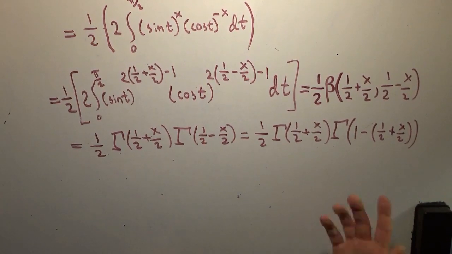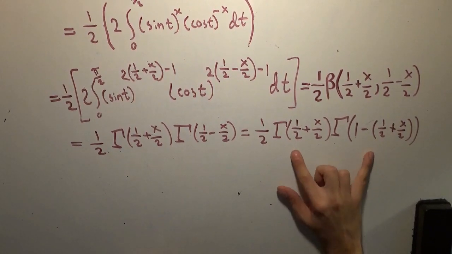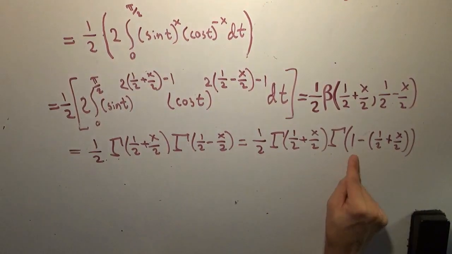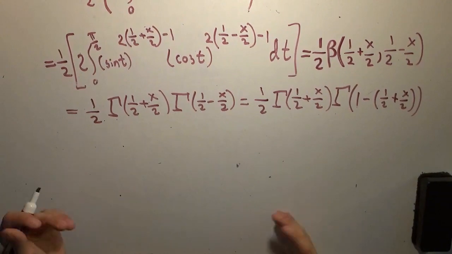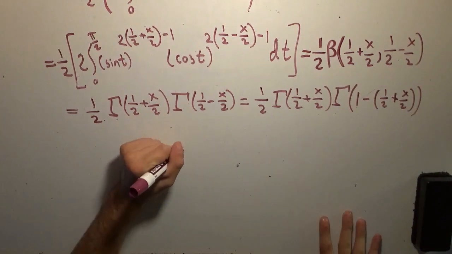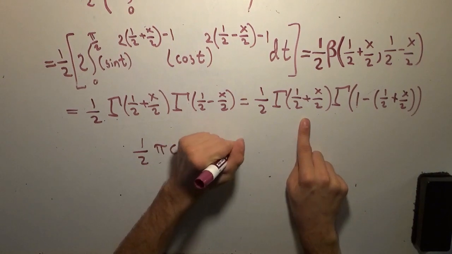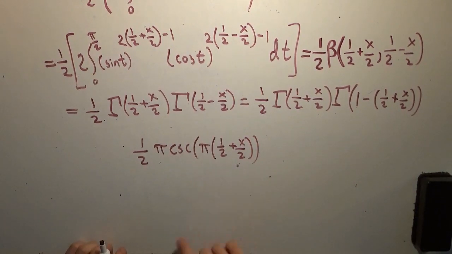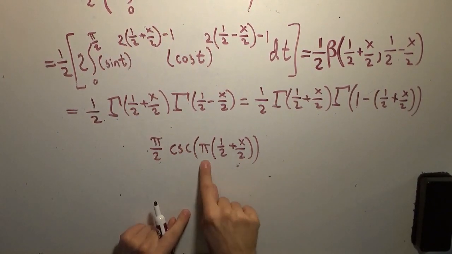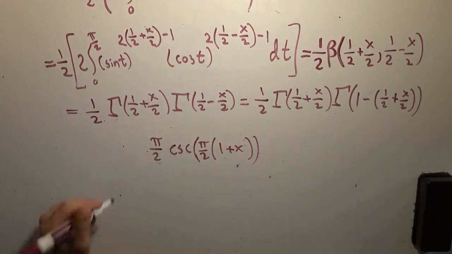But we know, from other people's videos, that there is such a thing as the gamma reflection formula. So we can actually write this in terms of cosecant of x. Because it's gamma of something times gamma of 1 minus that same thing, according to the gamma reflection formula, which you can feel free to look up, this is equal to 1/2 times pi times the cosecant of pi times that input there, which is 1/2 plus x over 2. So this is equal to the cosecant of this. I'm going to rewrite this a little bit. I'm going to factor out this 1/2 here and write this as pi over 2. Right, so we're going to get 1 plus x in there times pi over 2. So I hope this is clear so far.